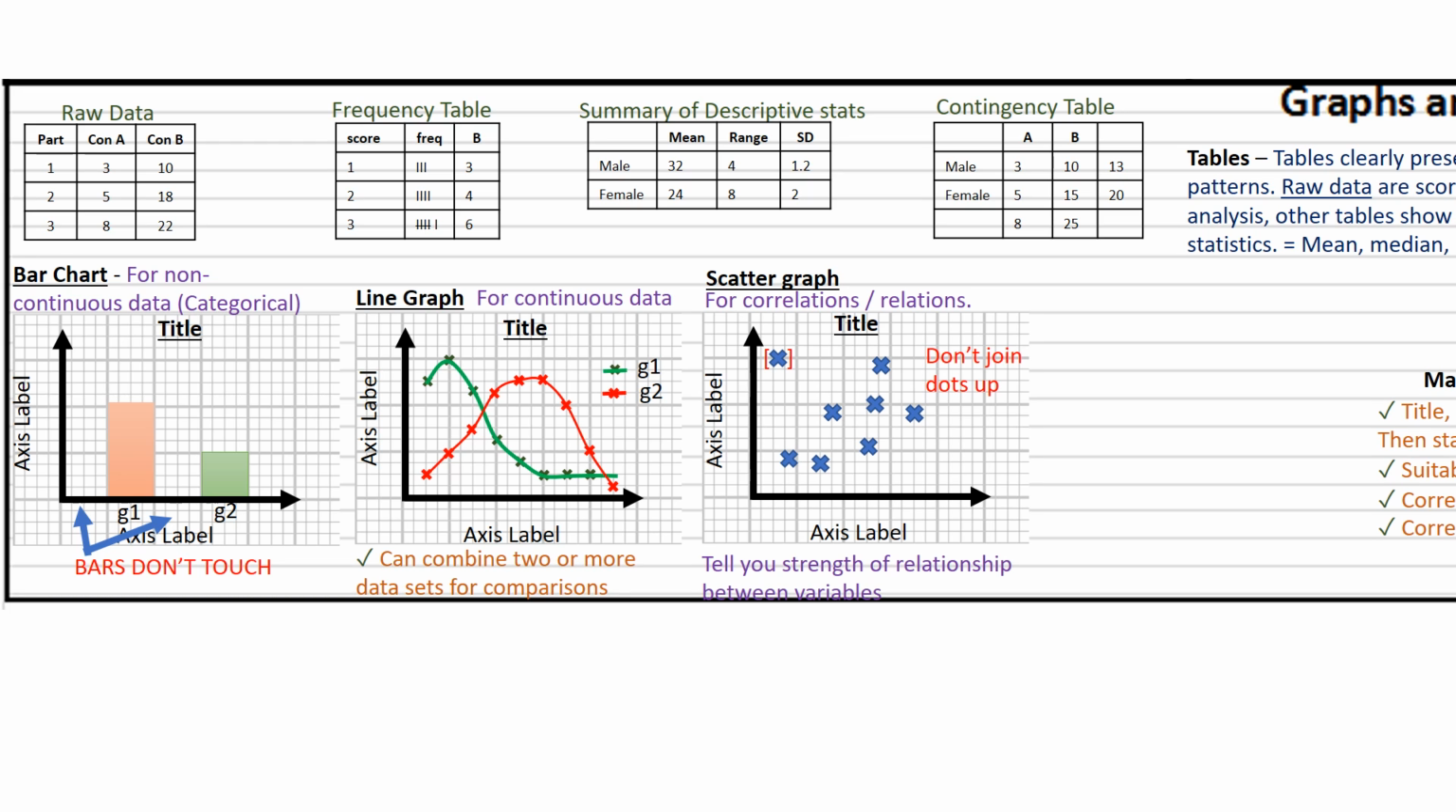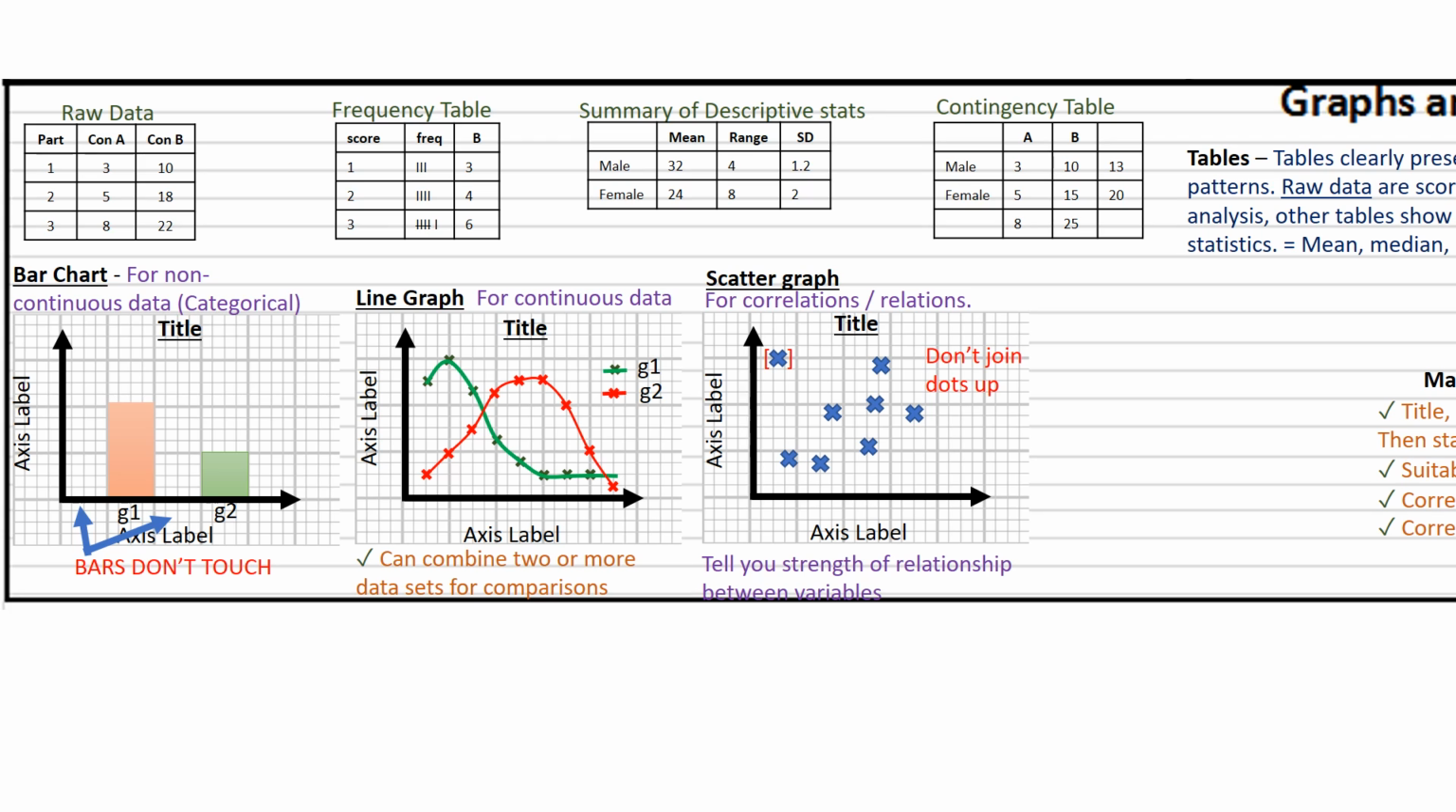Okay, a scatter graph. This is used for correlations. We're trying to see if there's a relationship between two variables. Please, if you're a little unsure about this, have a little look at the correlation video where we talk about correlation coefficients. This just shows the strength of a relationship between variables. So I think this would be like a 0.5 perhaps, maybe a weak positive or a medium positive. Don't join the dots up on this. Each of these is an individual score. You could draw a line of best fit, but it's not necessary.